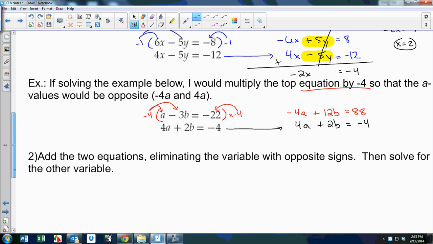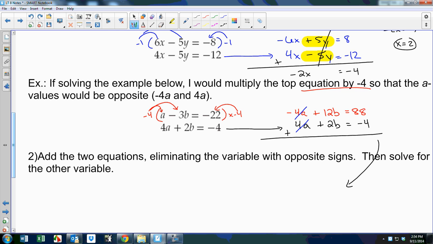So step 2 is actually the process of adding these two. We've kind of been doing step 2 already above, but we're actually going to finish this problem now in step 2. So when we add them, negative 4a plus 4a adds to make 0, so the a's are gone. They are eliminated. I probably should have used that word much earlier, but they are eliminated. That's the process of elimination there, the method of elimination.